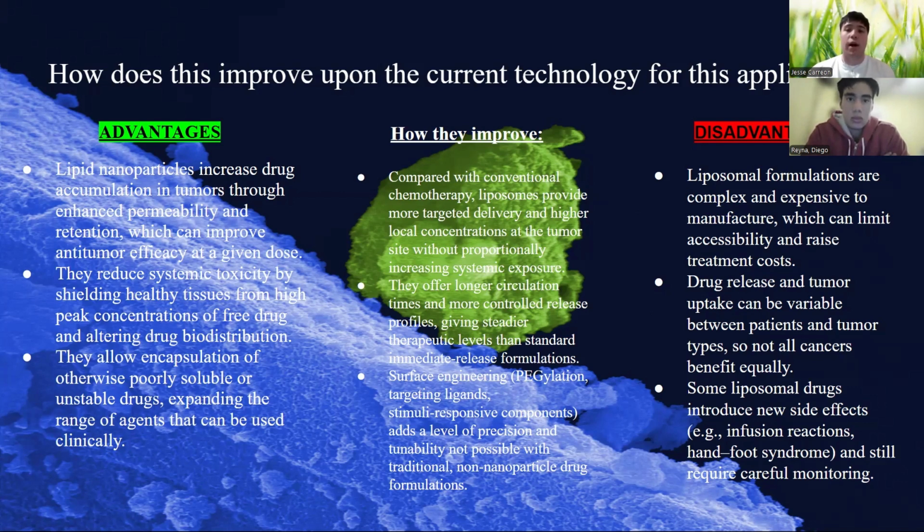Okay, so how they improve. Compared with conventional chemotherapy, liposomes provide more targeted delivery and higher local concentrations at the tumor site without proportionally increasing systemic exposure. They also offer longer circulation times and more controlled release profiles, giving steadier therapeutic levels than standard immediate release formulations. As well, surface engineering adds a level of precision and tunability not possible with traditional non-nanoparticle drug formulations.